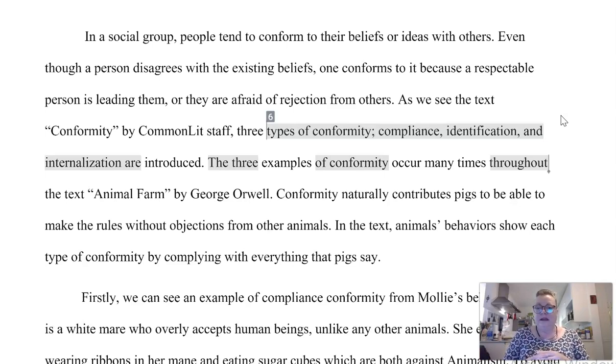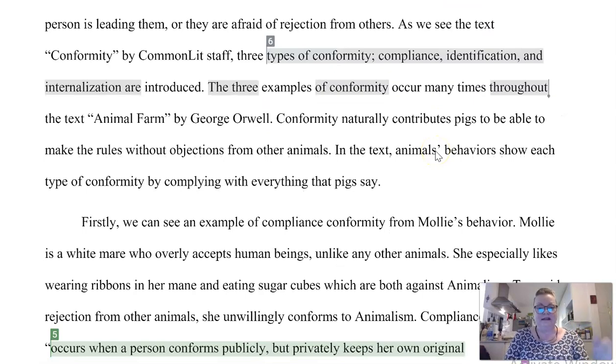Conformity naturally contributes, I would say maybe allows the pigs, maybe contributes not the right word, but allows the pigs to be able to make rules without objections from the other animals. In the text, animals' behavior show the type of conformity by complying with everything that the pigs say. Okay, so nice and clear.